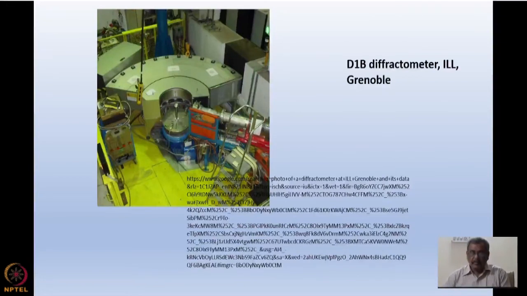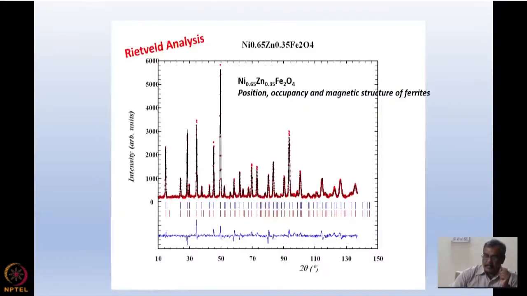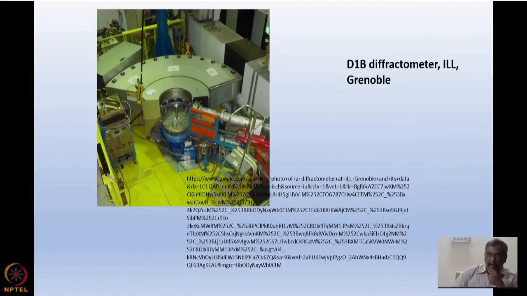Now, this is a photograph, and I have given the source here, of possibly one of the most popular and most used diffractometers at the reactor at ILL Grenoble. You can see the similarity with the previous photograph. This is at Dhruva, and this is at ILL Grenoble. Here also we have a position sensitive detector bank. The beam comes onto the sample at the center of the sample table, and of course in this case we have much higher resolution and much better intensity, but the typical structures are very similar in reactors, where usually you have a sample position surrounded by position sensitive detectors.